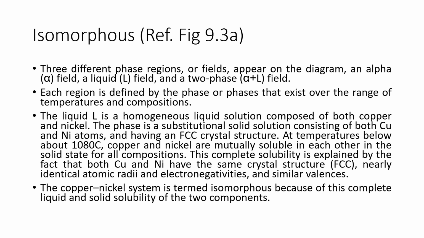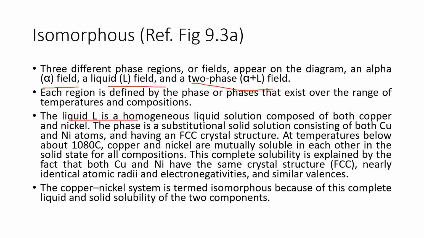Here it's a bit more explained. Three different phase regions or fields appear on the diagram: alpha field, liquid field, and a two-phase alpha plus liquid field. Each region is defined by the phase or phases that exist over the range of temperature and compositions. The liquid L is a homogeneous liquid solution composed of both copper and nickel.